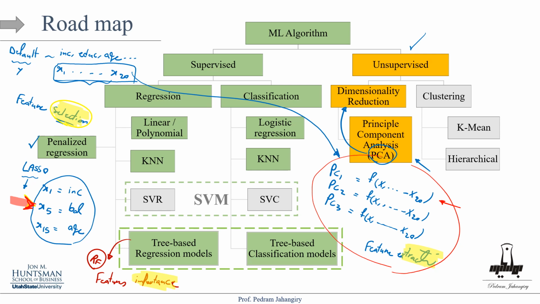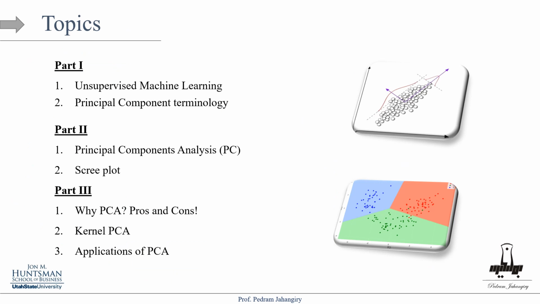Typically, we apply it to unlabeled data to extract some important features and then later use it in another supervised machine learning model. Okay. All right, so here are the topics, and we are going to do this in 3 parts.